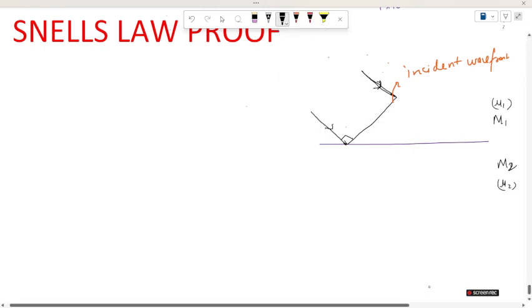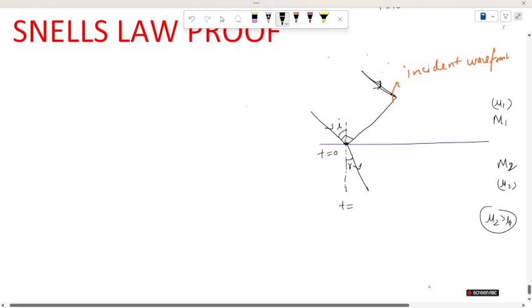Now, as this light ray will strike, we draw the normal, and this angle is said to be the angle of incidence. So this ray will bend in medium 2. Let's say it bends because mu2 is greater than mu1. And this angle will be the angle of refraction. So let's say this time, when the rays strike the medium, is t equal to 0.